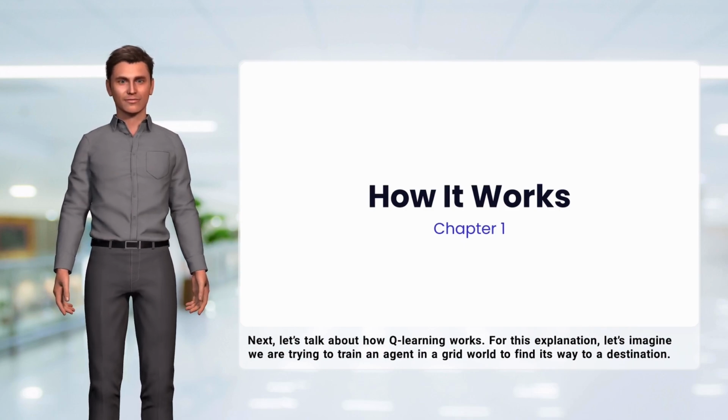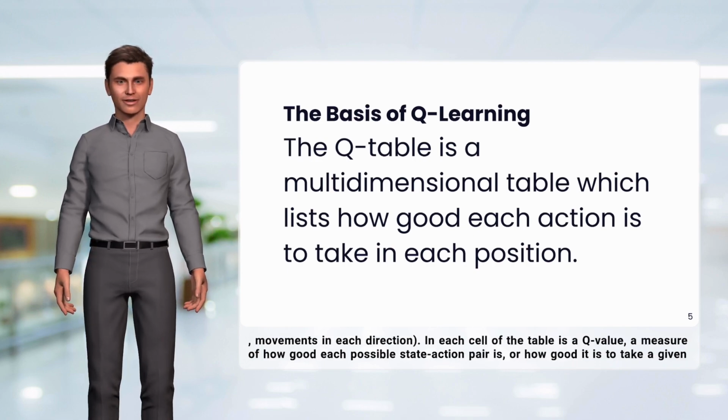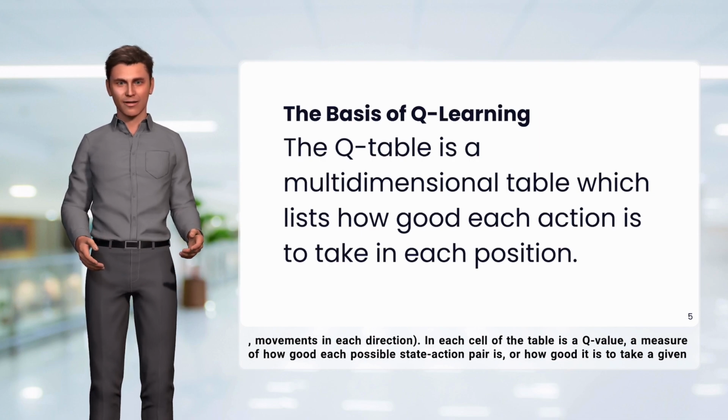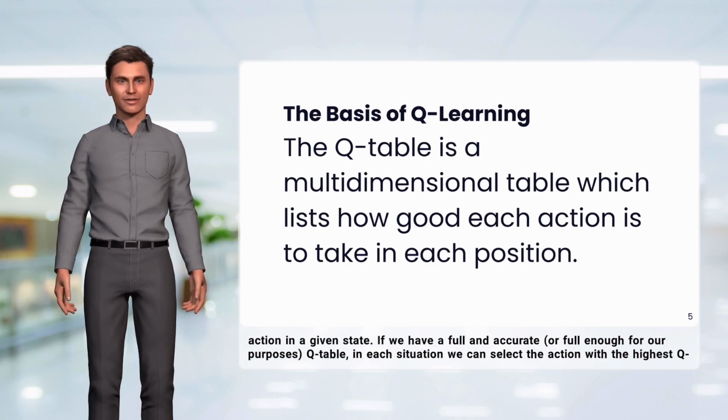to a destination. The basis of Q-learning is a Q-table, a table in multiple dimensions with axes of each possible state, in this case position, and each possible action, in this case, movements in each direction. In each cell of the table is a Q-value, a measure of how good each possible state action pair is, or how good it is to take a given action in a given state.